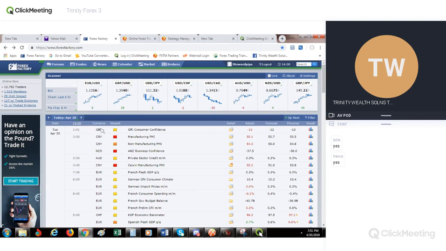Then the currency tells us which currency that report is affecting. Then the impact. If it's yellow, it means low impact. Red is critical, it's likely to cause the currency to move, high impact expected. Then we have orange, medium impact expected. When you place the cursor, it can tell you, but the color is what it means. Yellow is low impact, orange medium impact, red high impact.